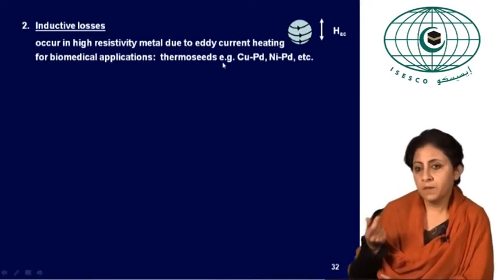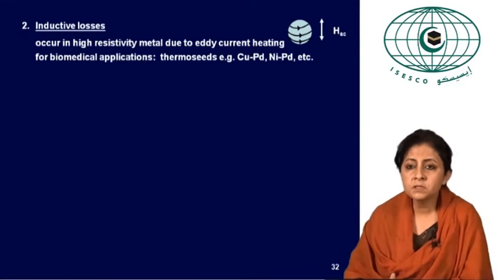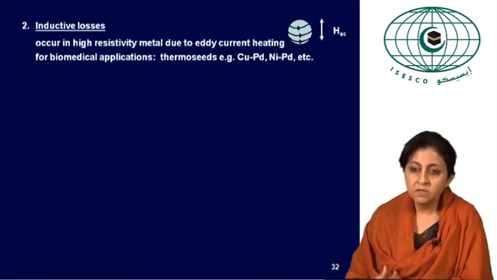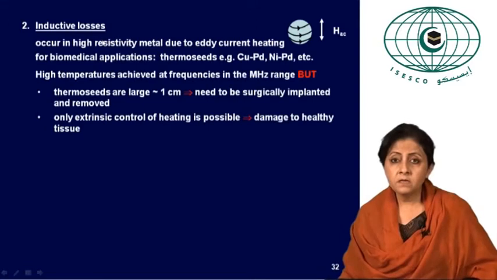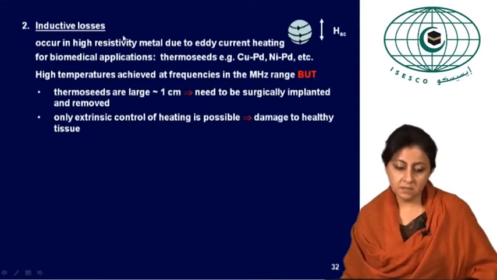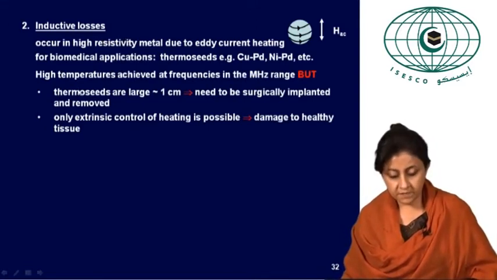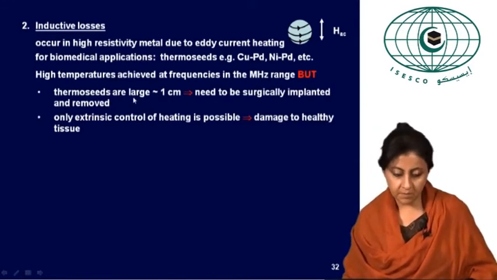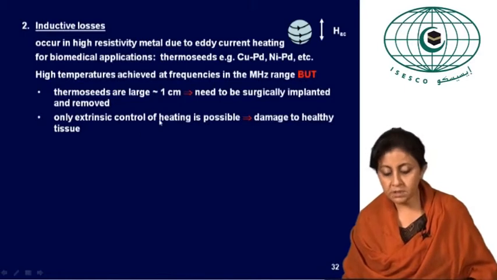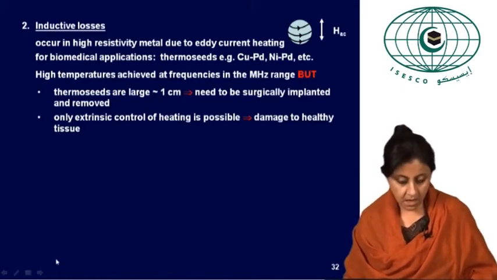These were metallic objects about a centimeter in dimension, which were surgically implanted in the area to be treated. They were then exposed to an AC magnetic field, and they produced eddy current heating, and then they had to be surgically removed. However, treatment by inductive losses has several disadvantages, namely that the thermoseeds are large and need to be surgically implanted and removed, and again only extrinsic control of heating is possible.